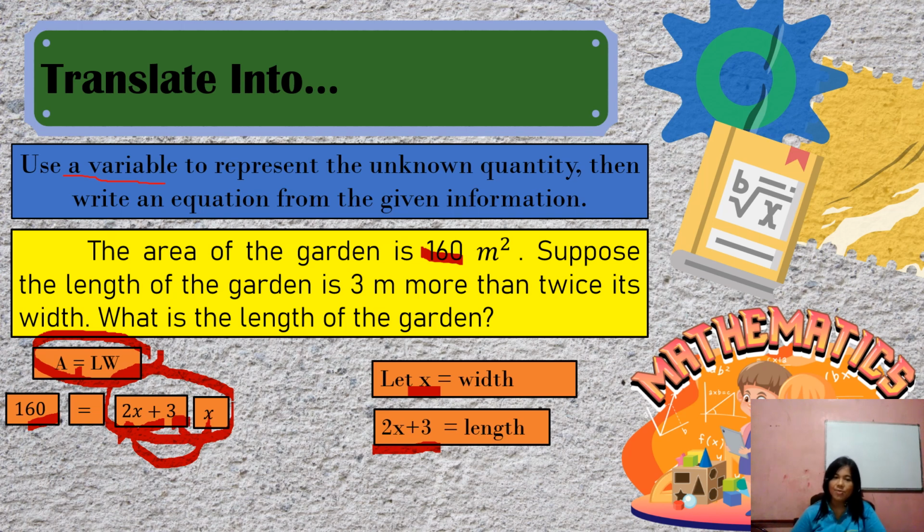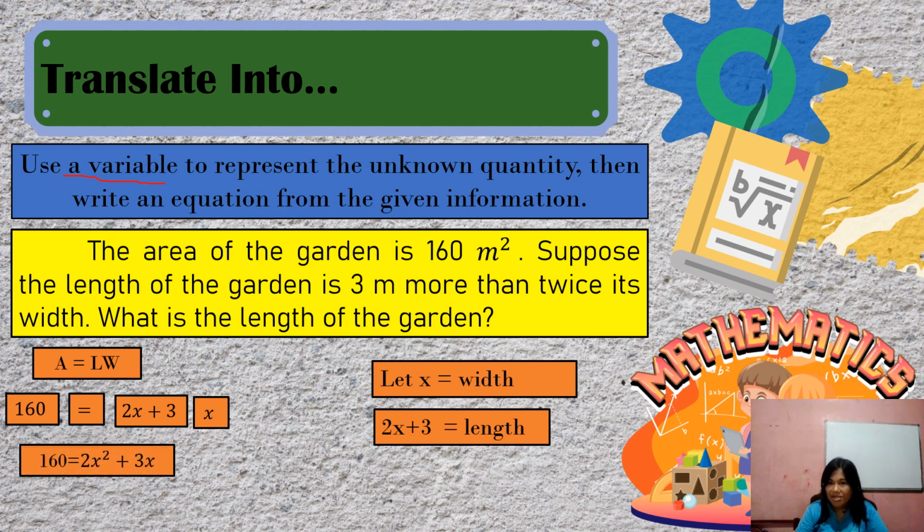Okay, sige nga, multiply nyo nga while tinatanggal ko muna yung mga kalat. Ano yung sagot nyo? Is it 2x squared plus 3x? Yes, of course. Bakit? So, it's because pag nag-multiply tayo ng x times 2x, distribute lang. So, it's 2x squared. Tapos, 3 times x, it's 3x. So, meron na tayong 160 equals 2x squared plus 3x. Pwede na natin siyang i-write into the standard form.